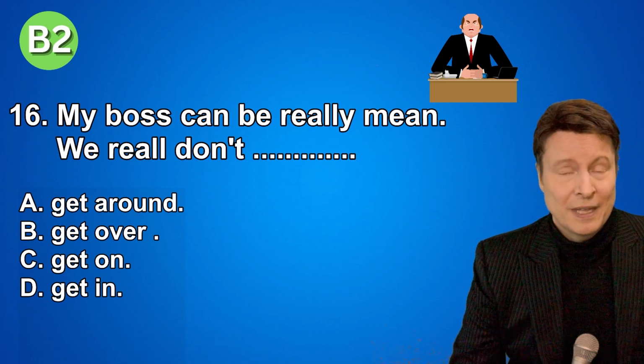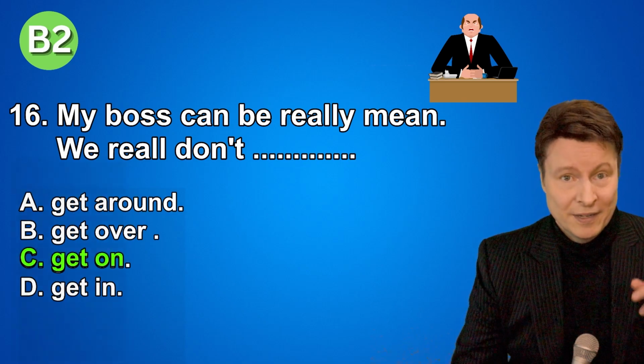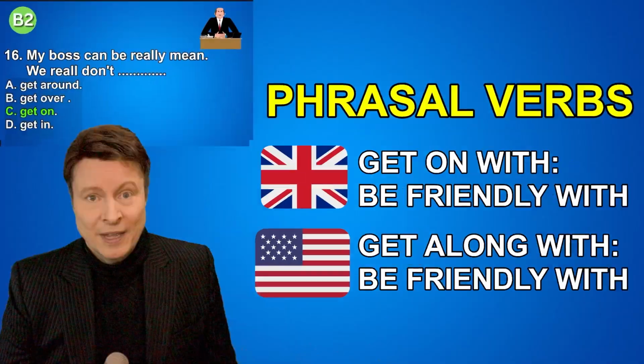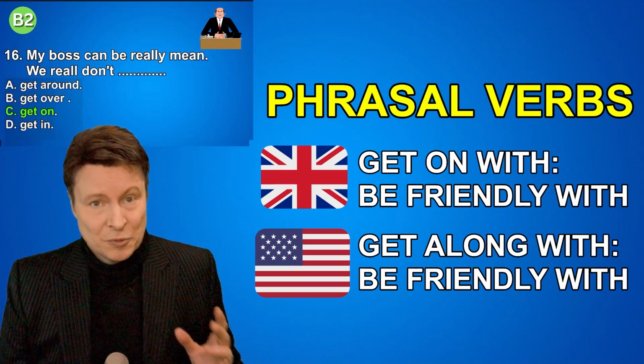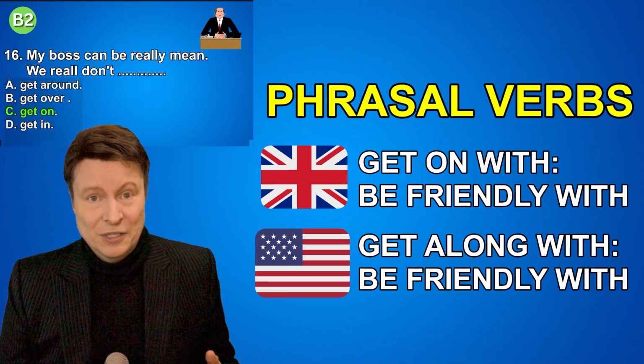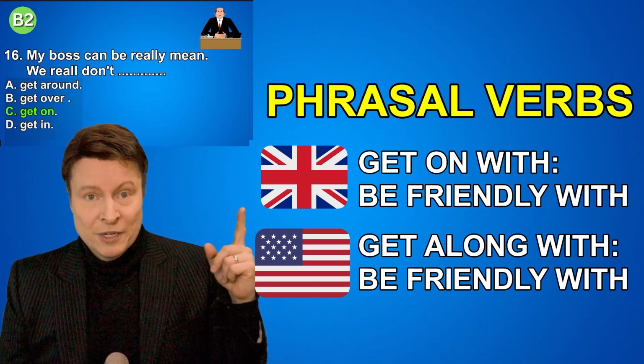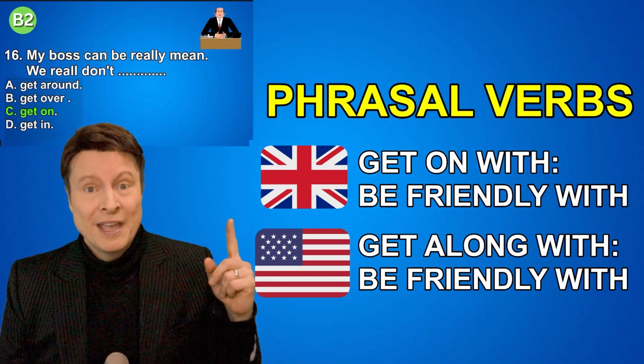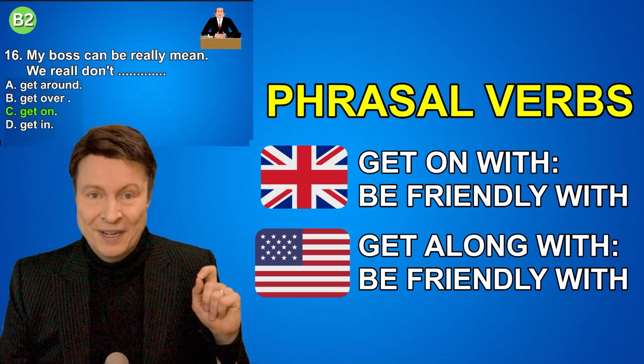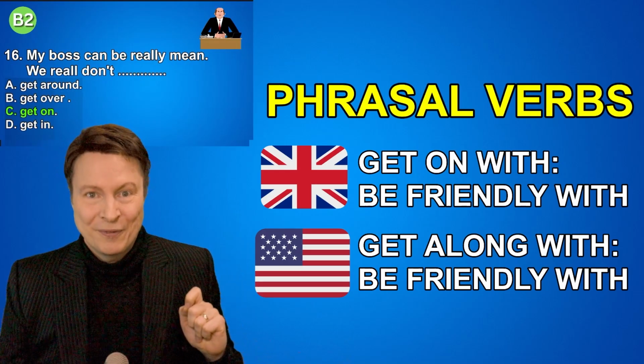If you thought the answer was get on, that is correct. And once again, we have the difference between British and American English for phrasal verbs in this case. So get on with in British English means be friendly with. Get along with in American English means the same thing, be friendly with.